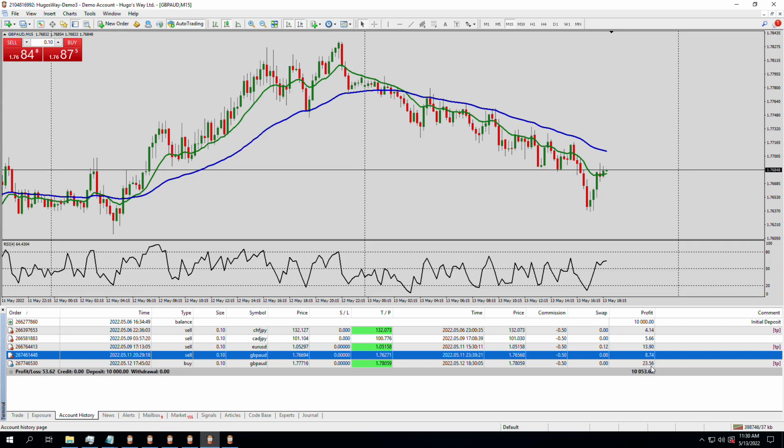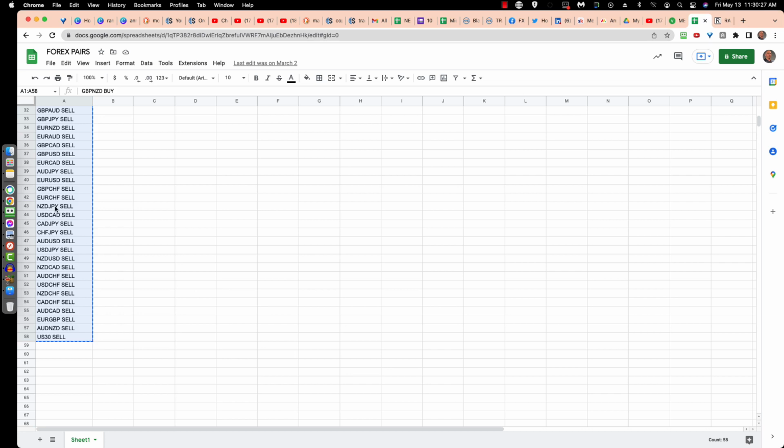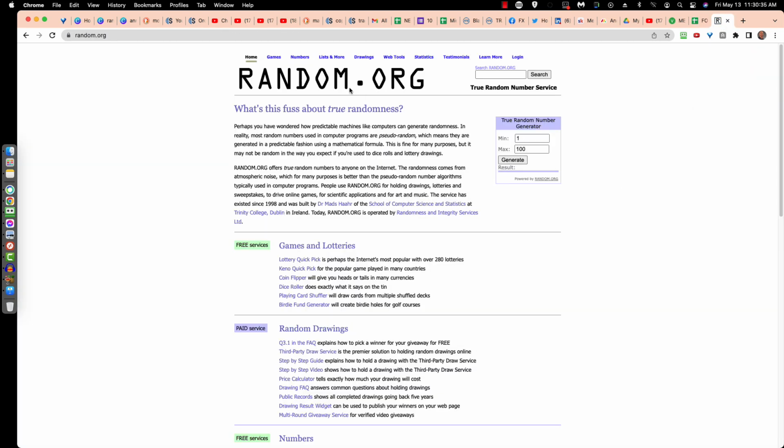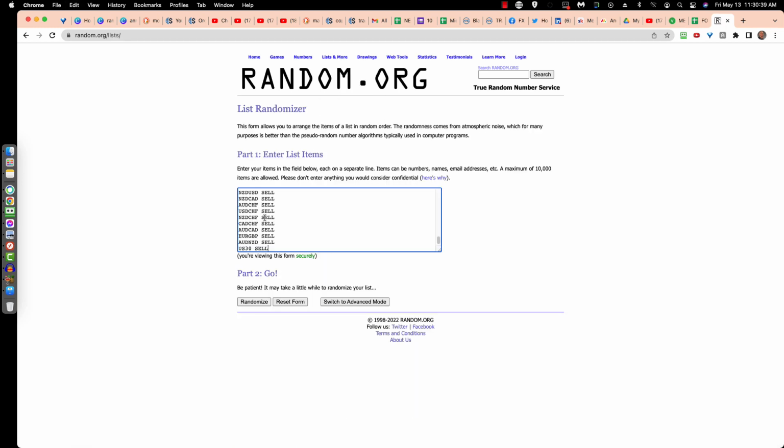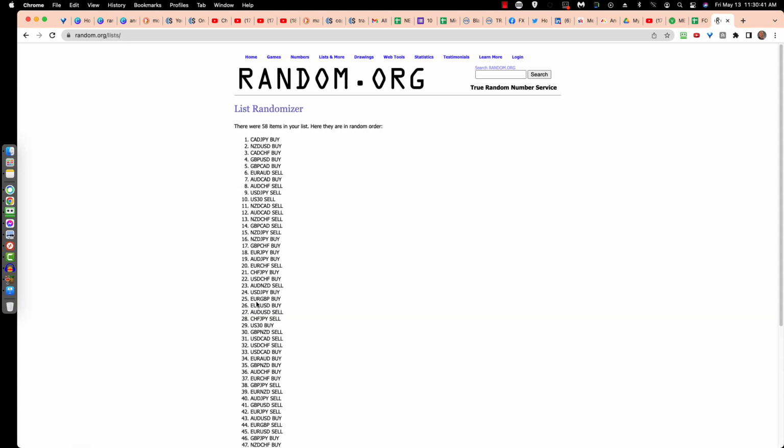So today we're simply going to enter another random trade. I'm going to copy my list of 28 currency pairs plus US 30, each attached with a buy or a sell. We're going to go to random.org, list randomizer, paste our list, and randomly take a trade: CAD JPY buy. That is our random trade for the day, CAD JPY buy.